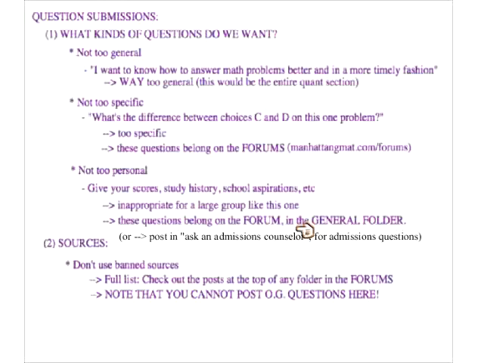Also, people, sources. Really, guys, at this point, this is probably the single biggest issue. We've had people posting problems and not saying where those problems are from. You can't do that. If you're going to post an actual problem with answer choices, you must give us the source. So you cannot submit a problem without telling us where you got it.